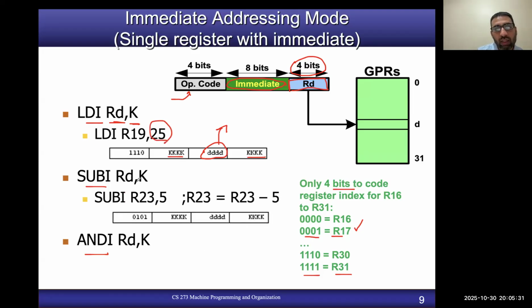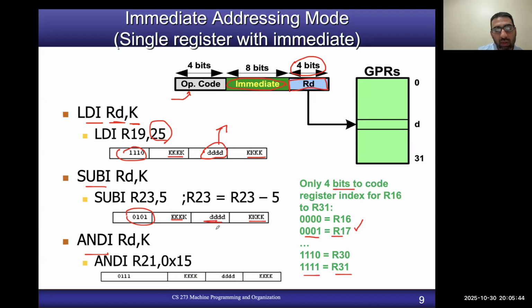Similarly, for subtract immediate, the opcode is different from load immediate, right? And again, 4 bits are used to specify the register, and 8 bits to specify the immediate number. ANDI is another example. Again, the opcode is different, but other than that, the format is the same. You will have 4 bits to specify the register and 8 bits to specify the immediate number.